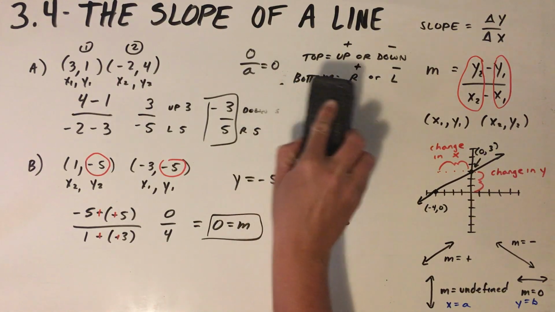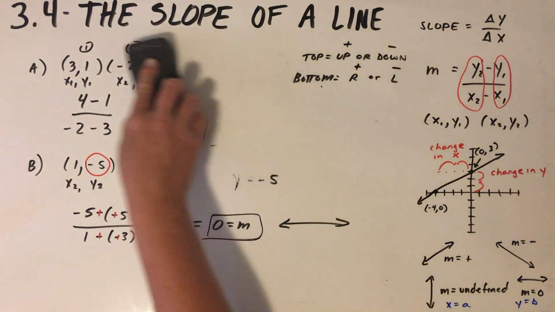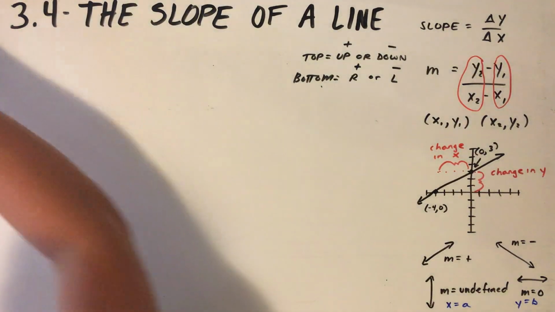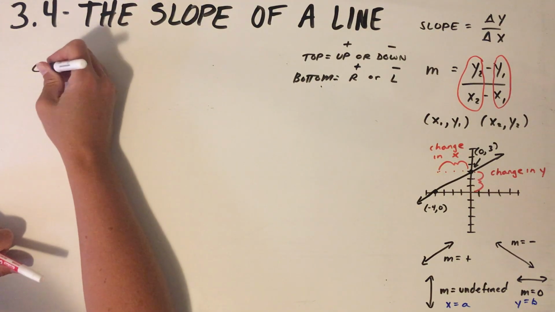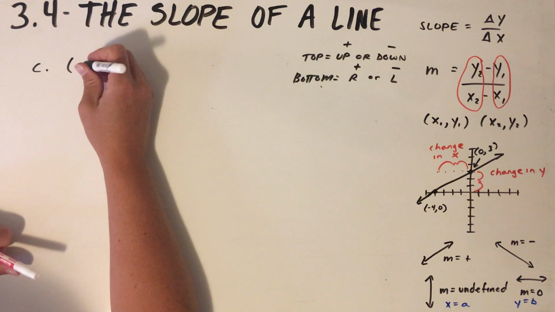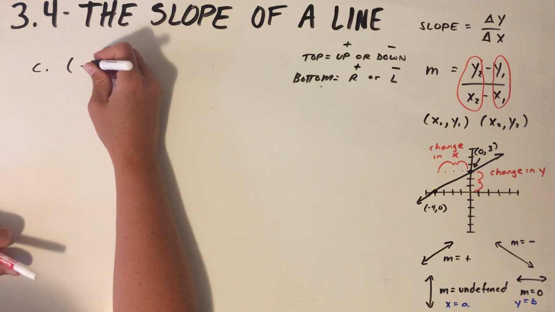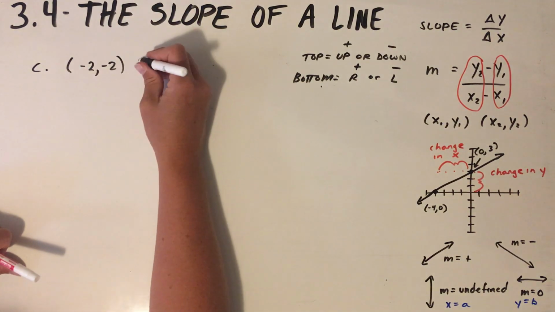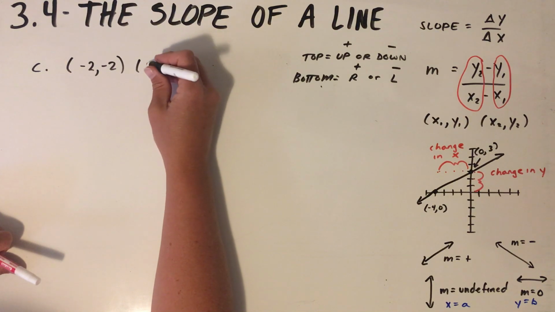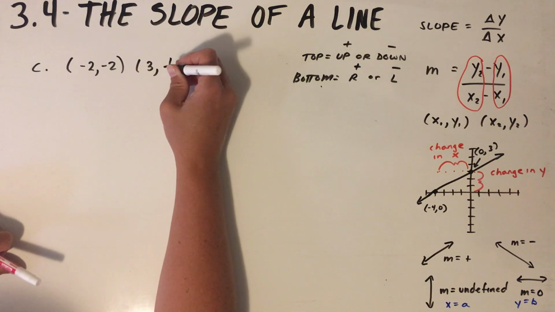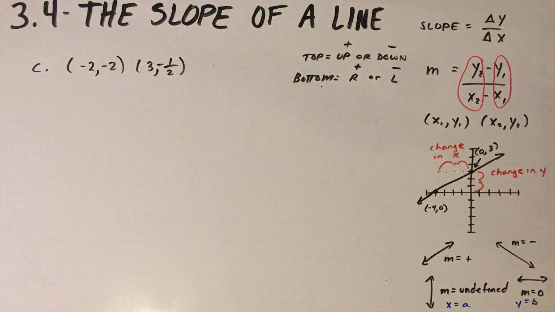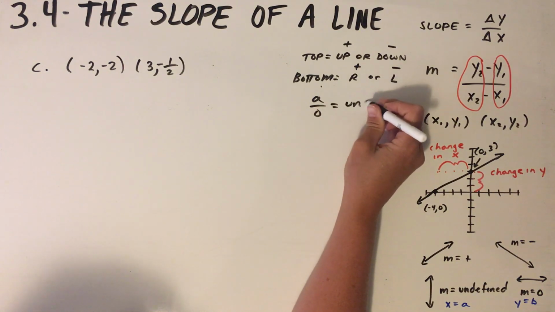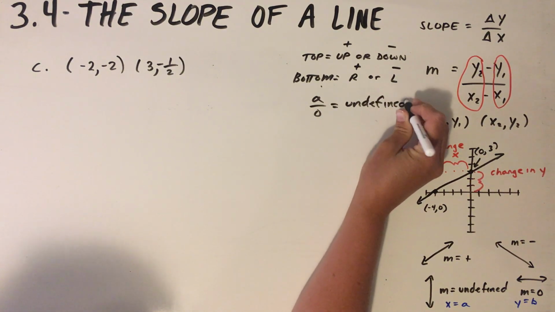So let's look at another example, C. Let's say that we have the points -2, -2, and 3, and -1/2. Okay, so these are my given points. I'm just going to write these tidbits here for us to remember.